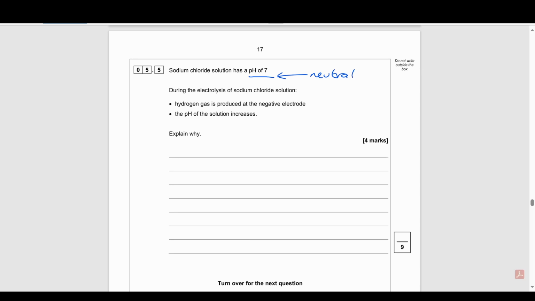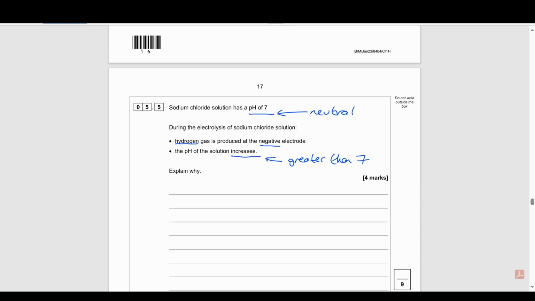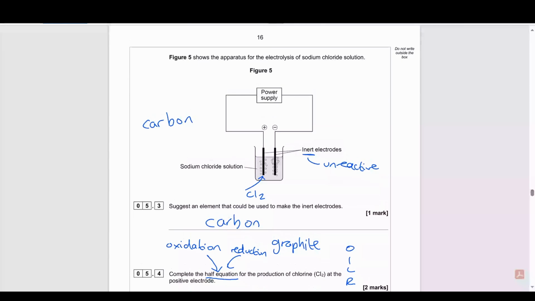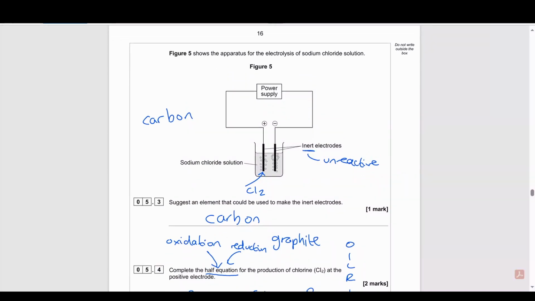Hydrogen gas is produced at the negative electrode, and the pH of the solution increases. So that means that it's greater than 7. So let's go back to our diagram. Just kind of annotate this a bit now. So remember, we formed chlorine gas at the positive electrode. At the negative electrode, we're forming hydrogen gas.